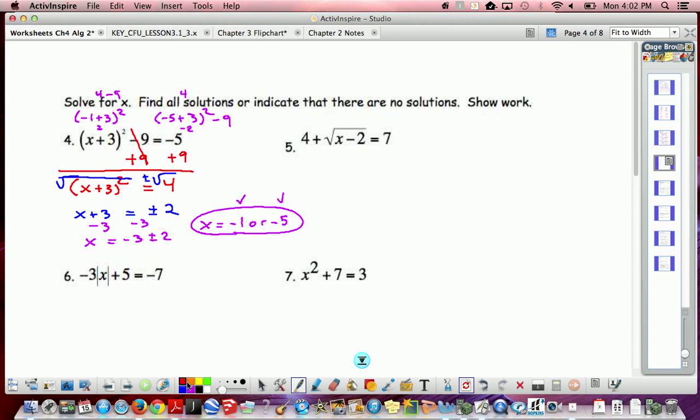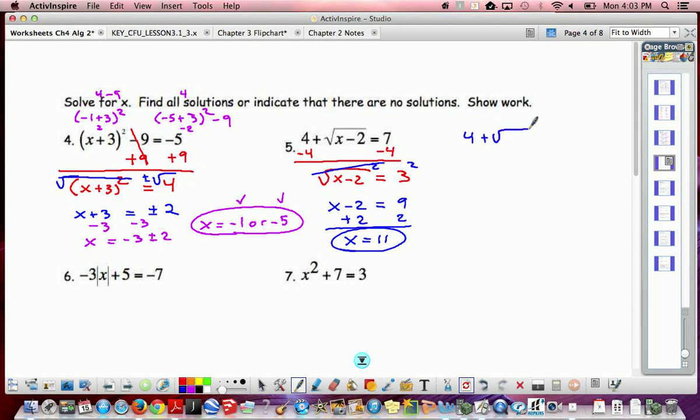All right, number 5. Same process, get rid of all the adding and subtracting. Well, we're adding 4 to the square root piece, so I'm going to subtract the 4 and isolate the square root. So I have √(x − 2) = 3. To undo the square root, I square both sides. The square and square root cancel out. I have x − 2 = 9. Add 2 to both sides. x = 11.